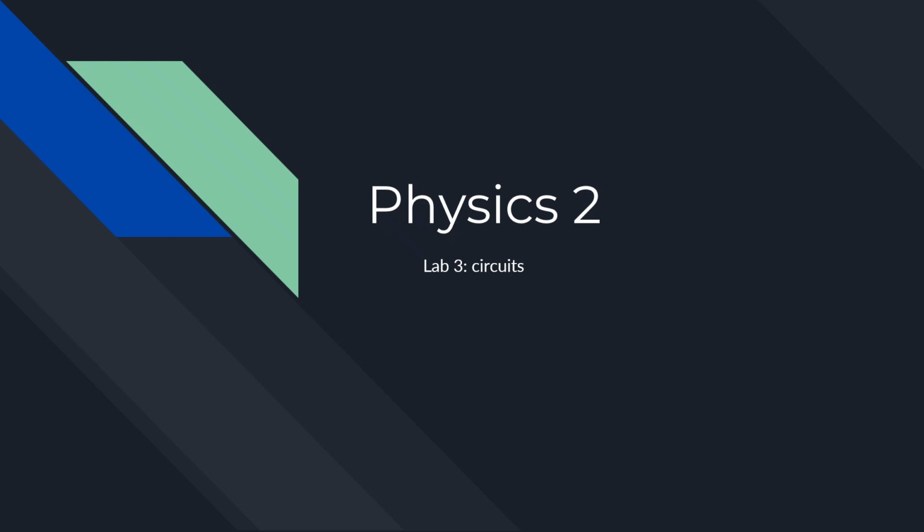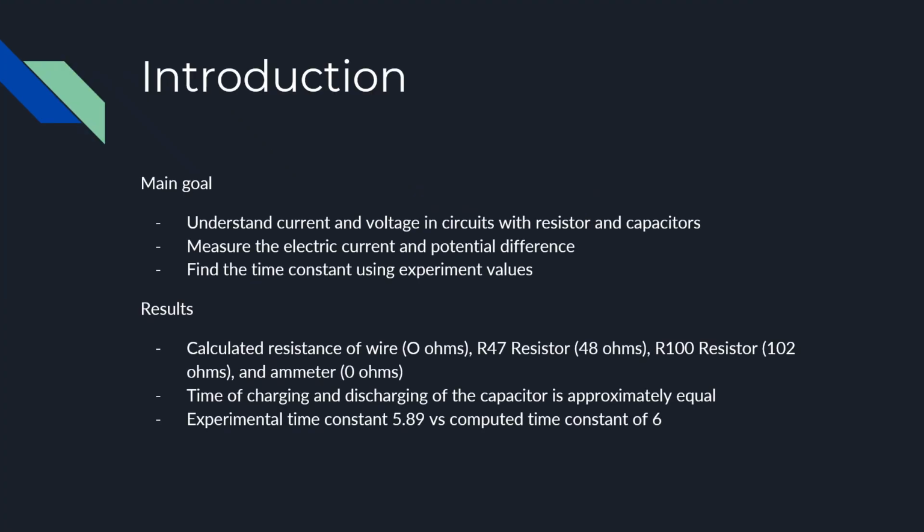Hello, this is my Lab 3 circuits video report, so let's get started. For this lab, we used two experiments to understand current and voltage in circuits with resistors and capacitors. Then we measured the electric current and potential differences, and we also found the time constant using experimental values.